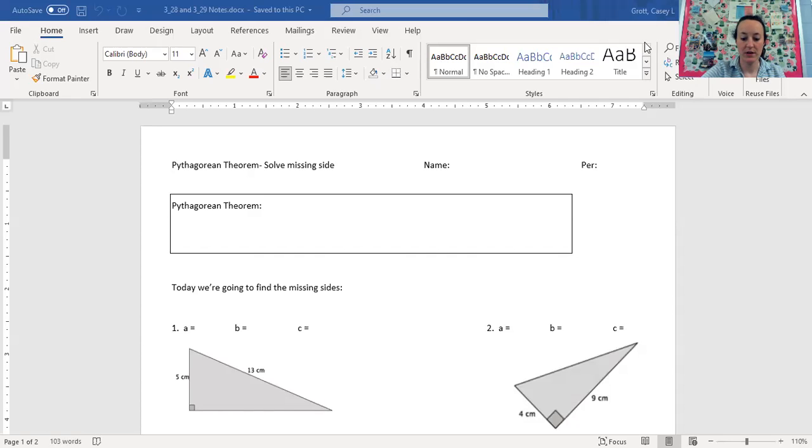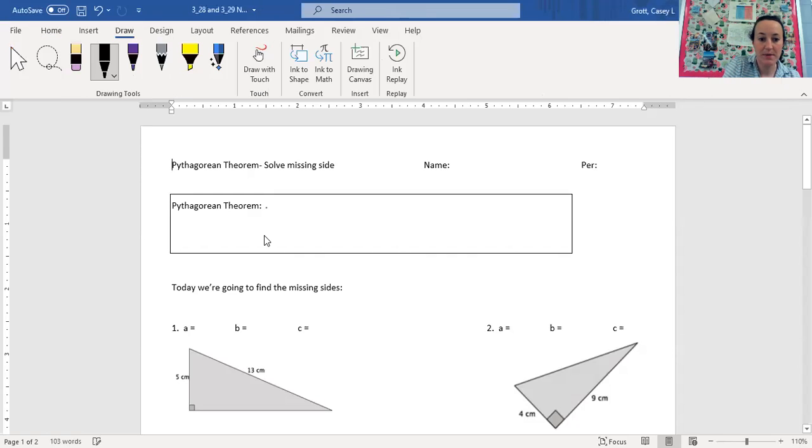Hey guys, we are going to hit Pythagorean theorem again. So if you think back to the last class, we said Pythagorean theorem was a squared plus b squared is equal to c squared, where a was our small side, b was our medium side, and c was our long side, or we also said that that was our hypotenuse.